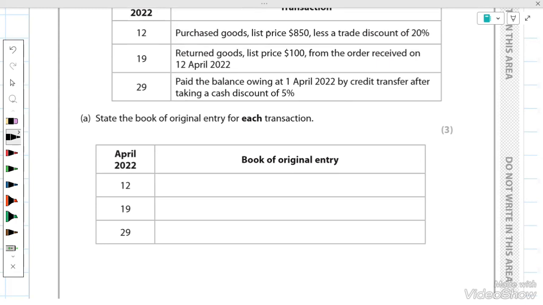So the first one is purchase of goods. The list price was 850 less a trade discount of 20%. We know that whenever we are purchasing something, we have to record it in the purchase day book, or you can say the purchase journal. Okay. Returned goods, list price was $100, from the order received on 12 April 2022. So of course this will be recorded in the purchase returns journal.